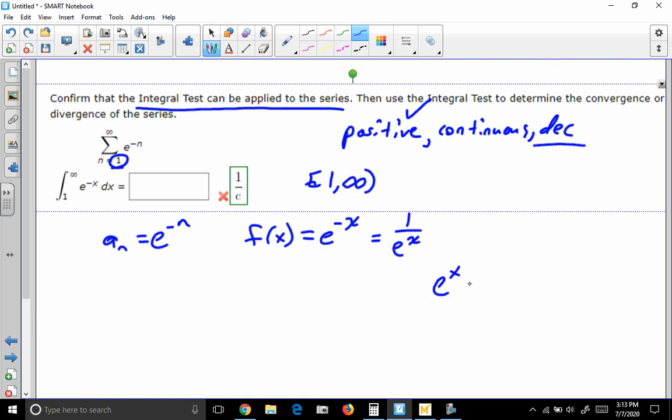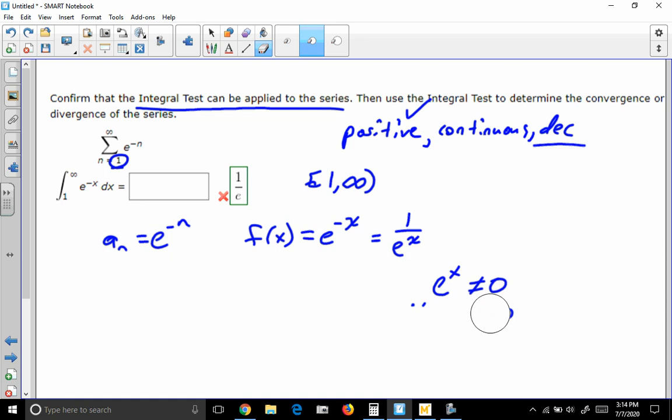E to the x cannot equal 0. If we try to take natural log of both sides to find out when e to the x would equal 0, we can't take natural log of 0. That's undefined. So there is no value that will make it discontinuous, so by default it is continuous.